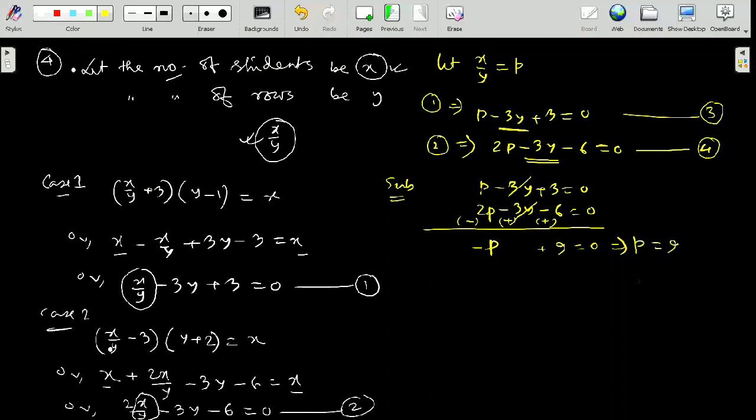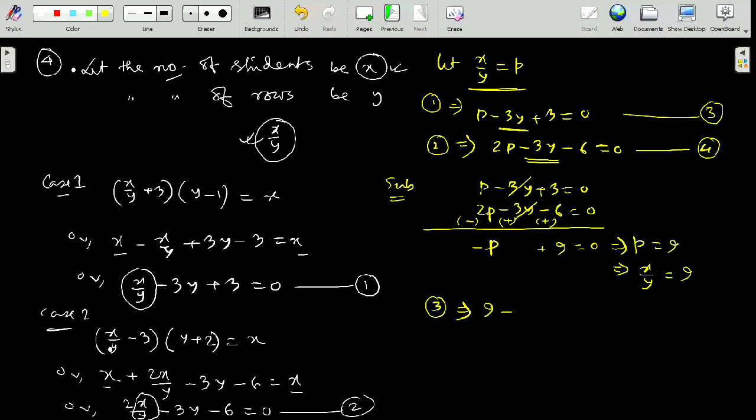What is p? p is equal to x upon y. So x upon y is equal to 9, or x is equal to 9y. Before that, you have to find out y also. So how will you find y? Just put the value of p in any one of equations 3 and 4. We prefer 3. p is equal to 9.